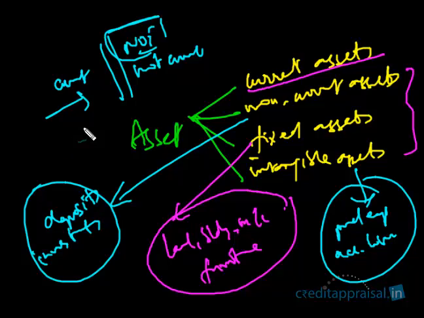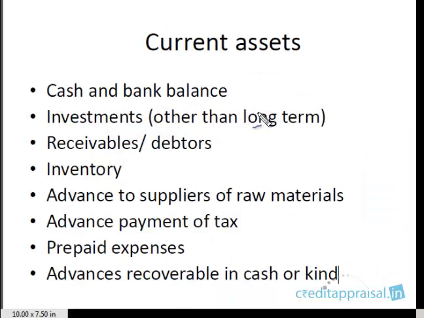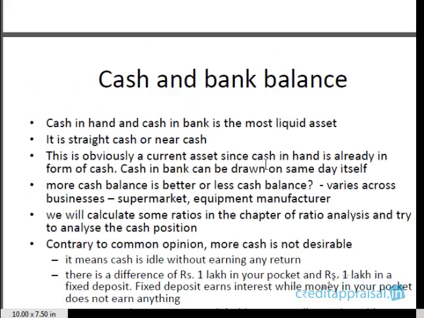And that is the intention, right? If you say an asset is not current, it cannot be converted into cash very quickly, or you have no intention of selling that asset and recovering cash. So let us start with the discussion on current assets. In current assets, we can have various items like cash and bank balance, investments. These are other than long term. Usually investments we classify as non-current assets, but there are some investments which we can classify as current assets, as we are going to see. Debtors, inventory, supplies of raw material, advance to supplier of raw material is a current asset. Advance payment of tax, prepaid expenses, and advances recoverable. These are the items we are going to discuss one by one.